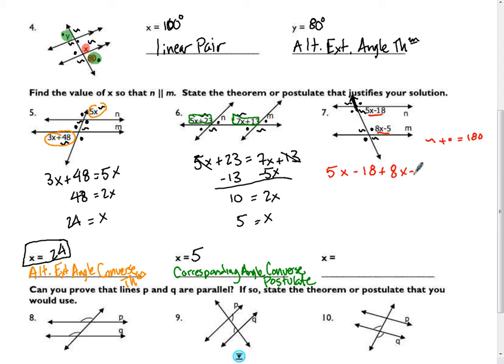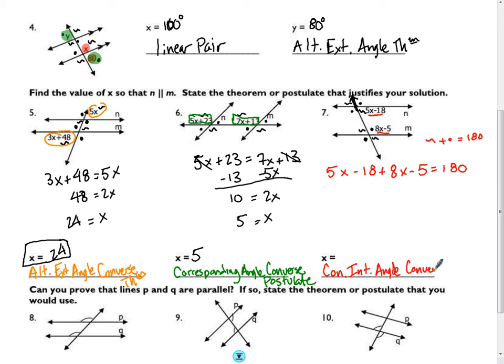But for those two angles to be supplementary, what type of relationship do those two angles have? Well, they're on the same side of the transversal and they're inside. Same side inside tells me consecutive interior angle converse, because we're trying to prove parallel, converse theorem.